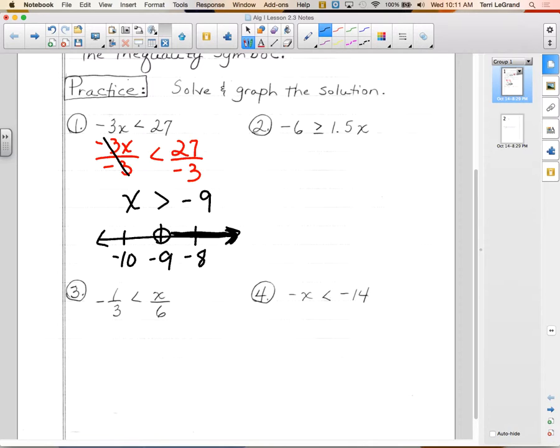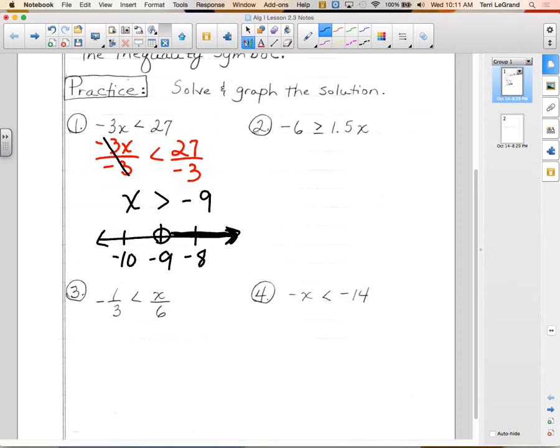Okay, now it is worth it today, until you get so that you're not worrying about watching for multiplying or dividing by a negative, to take a moment and do some mental math checking. Pick a number from your shaded region, not the endpoint. So give me a number from the shaded region. Negative 7. Okay. Put that into the inequality and make sure it makes it true.